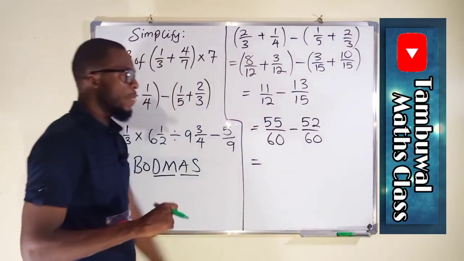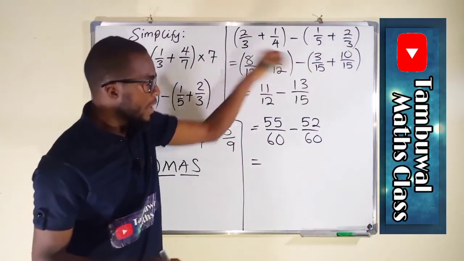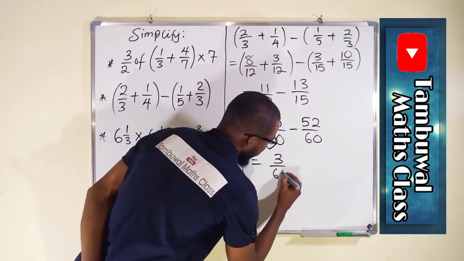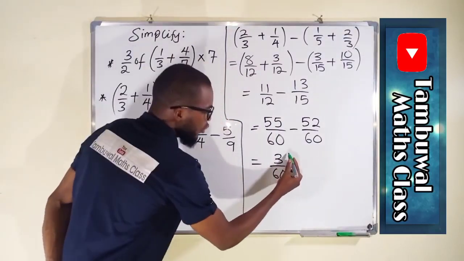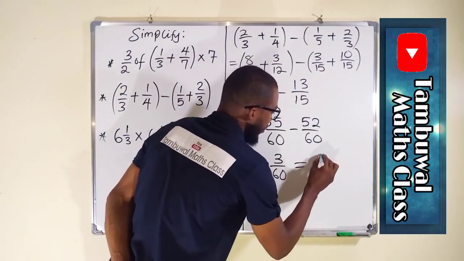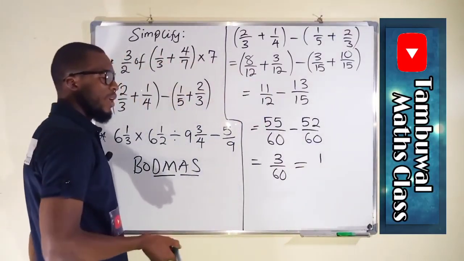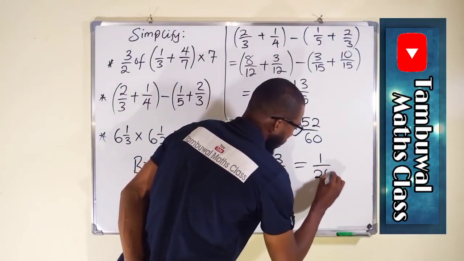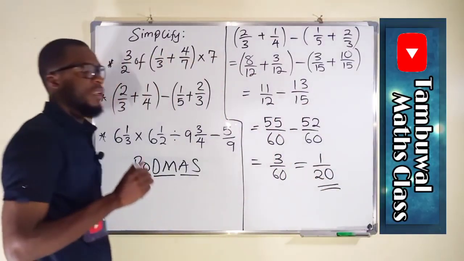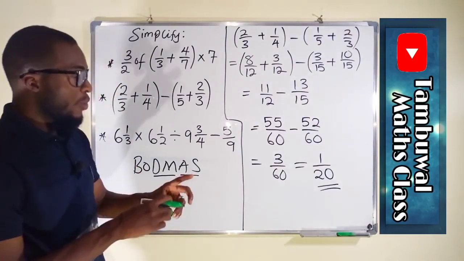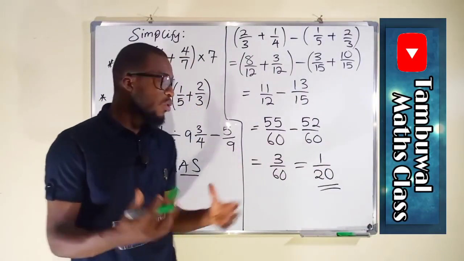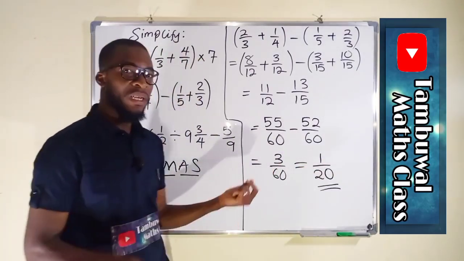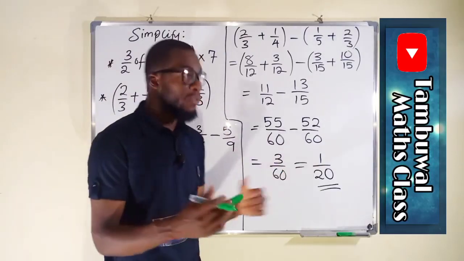This is equal to 55 minus 52 is 3 out of 60. But 3 can go into 3 one time, so we can reduce this one. And 3 as well can go into 60 20 times. So our final answer is 1 over 20, because you cannot reduce this one into a mixed number because this is a proper fraction. Remember, you can only convert improper fraction into a mixed number.